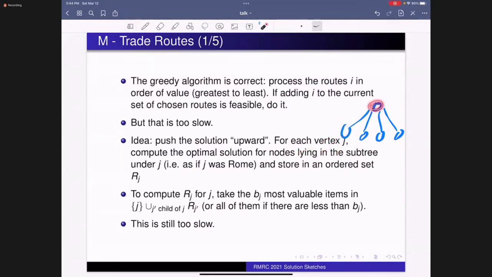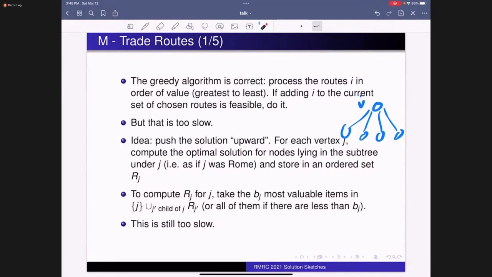To compute the best solution for this node, we just look at all the ones that made it here so far. So all the trade routes that did make it up to its children nodes, plus the new trade route here. And we'll take the B sub J most valuable of them, if this is J. So among all the trade routes that made it here and this trade route, take the B sub J most valuable, or all of them if there are fewer than B sub J.